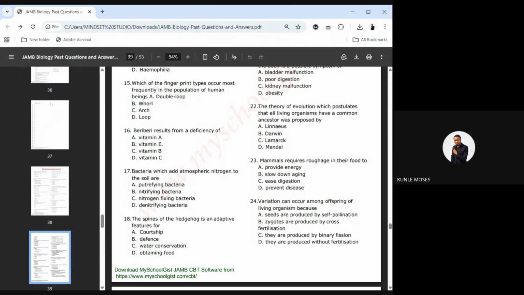Variation can occur among offspring of living organisms because of variation, binary fission. What did you pick? Gift. Maggots are produced by cross fertilization. No, it depends. Seeds can be produced by self pollination, can be cross pollination. Maggots can be produced by cross fertilization, can be self fertilization. By sexual reproduction, they are produced by binary fission.